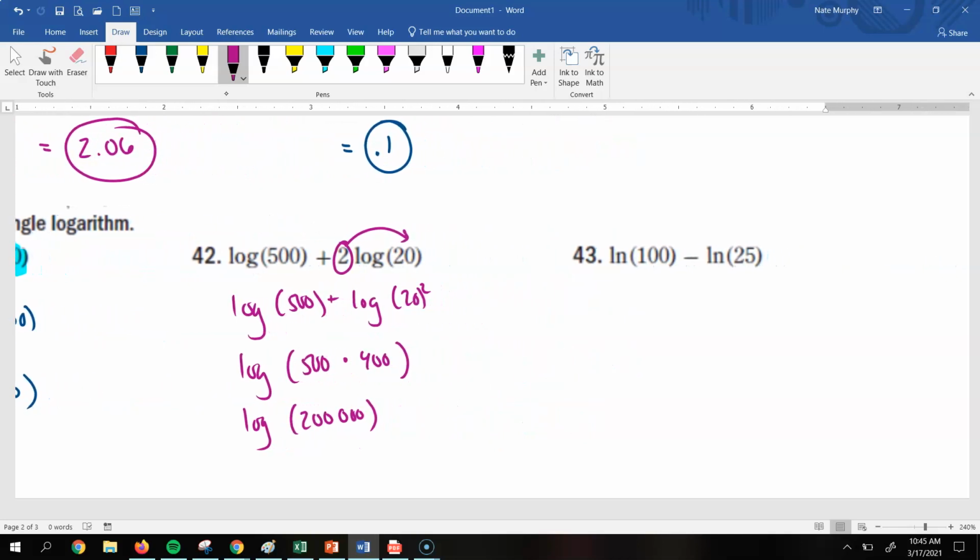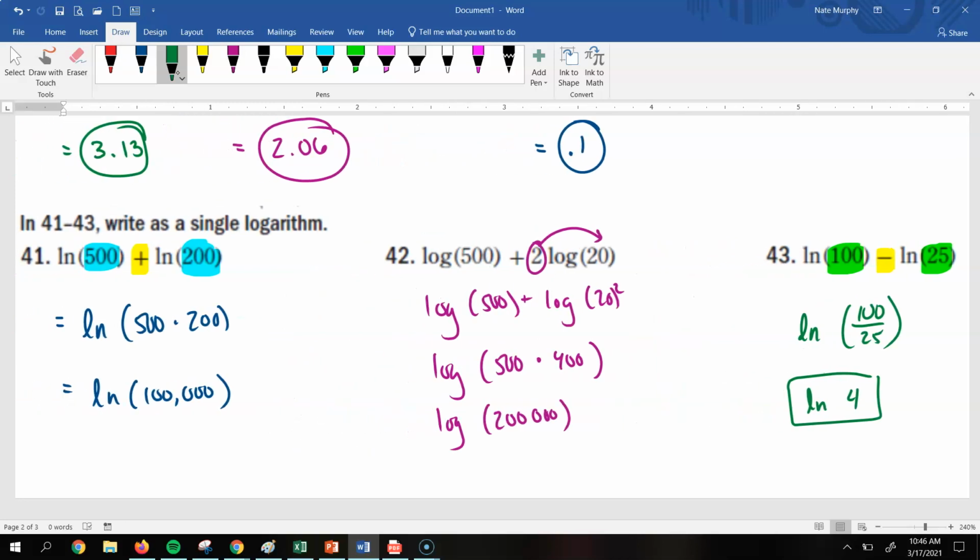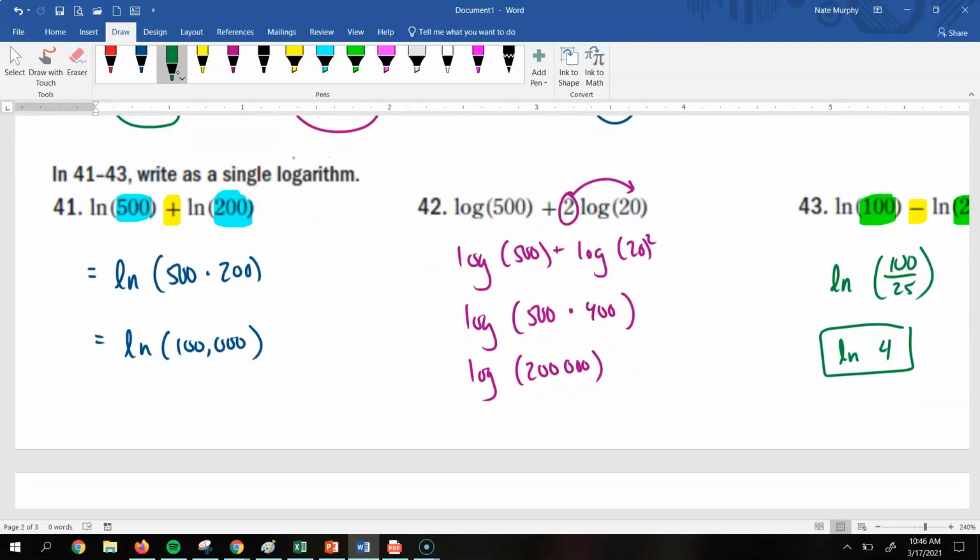All right, number 43. To write this as a single logarithm, we'd have the natural log. Since we're subtracting, this time we're going to divide those two values. So we would write this as a natural log of 100 divided by 25. Now, anytime we have a fraction, please always simplify or reduce that. And if you reduce that, 100 divided by 25 would just be 4. So that would be the same as a natural log of 4. That's all you do for those three.